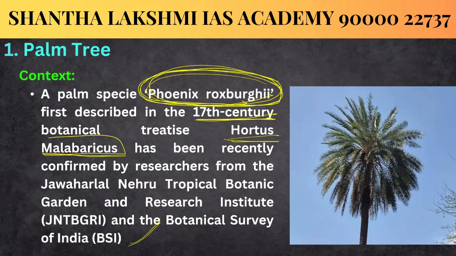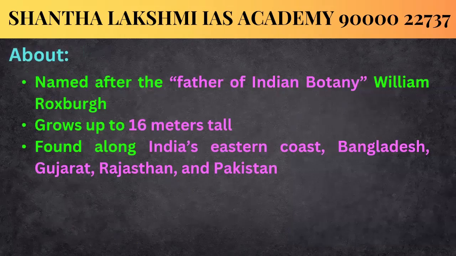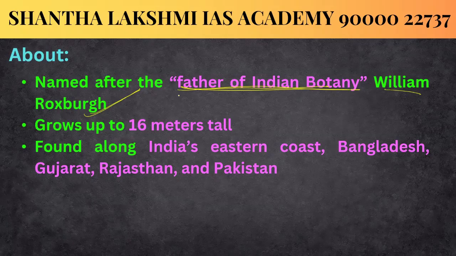About this new species, that is Phoenix roxburghi, it is named after the father of Indian botany, who was known as William Roxburgh. So that's why Phoenix roxburghi. And this palm tree grows up to 16 meters tall. It was found along India's eastern coast, Bangladesh, Gujarat, and Pakistan also.